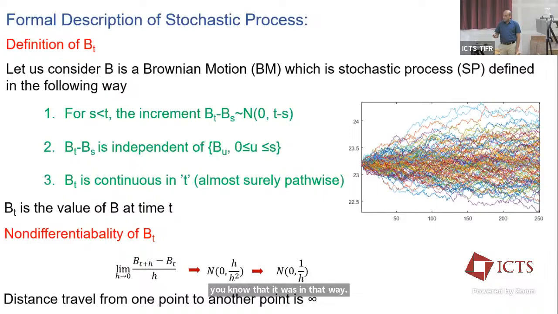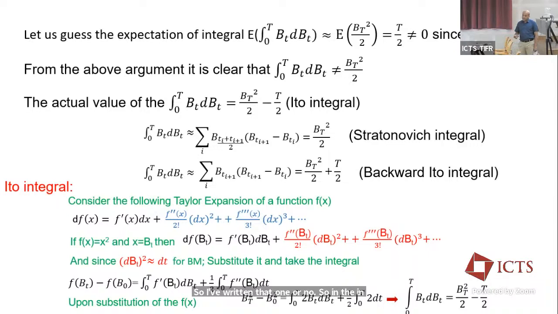In the Riemann integral, if you take the integral of that function, you will get f(x). And why do we discard the higher order terms? We know that dx is small and the higher order terms will be even smaller, so we can discard them and always take the first order term. But in the stochastic process, you cannot ignore the second order term, because dx squared cannot be ignored, since dB squared is basically dt.